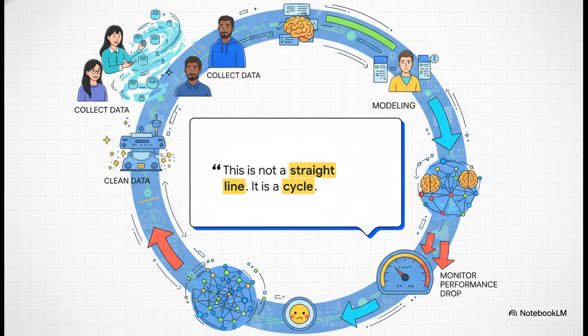And that right there brings us to the most crucial point of this whole thing. Data science is not a straight line that you just walk once and you're done. It is a continuous cycle. When you're monitoring your model and you see its performance start to drop, you often have to go all the way back to step 2 to collect new data, or step 3 to clean it differently. It's a constant loop of improvement.